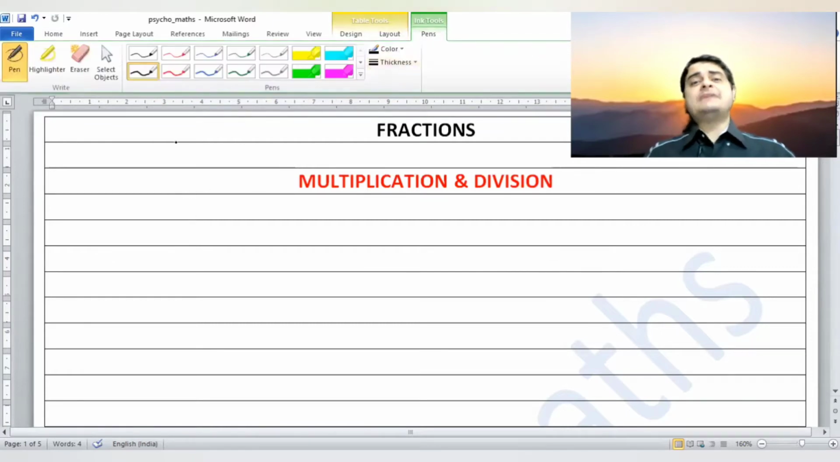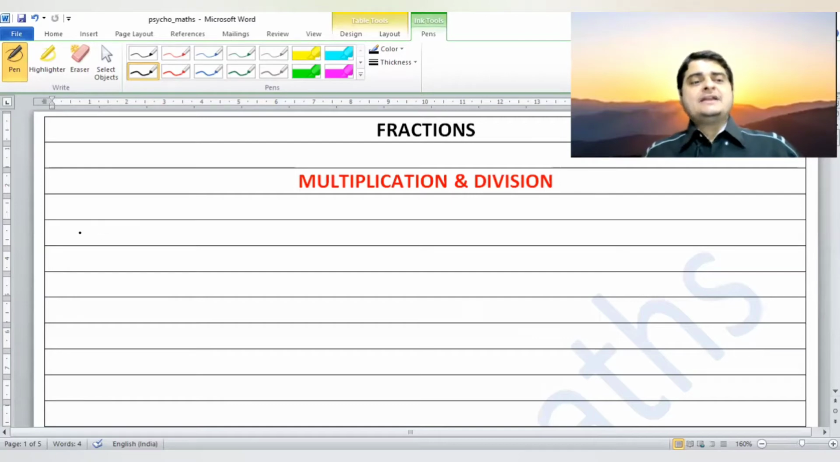Now, multiplication and division of fractions is very simple, because unlike your additions and subtractions, you need not worry about the denominators. All you need to know is your basic tables and get it done. Yes. So let us start with how it works out to be.